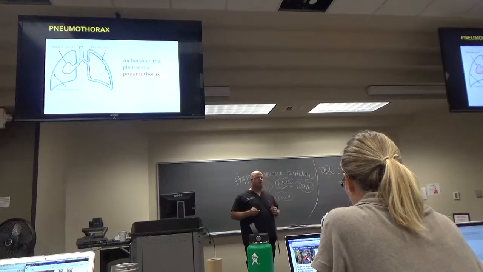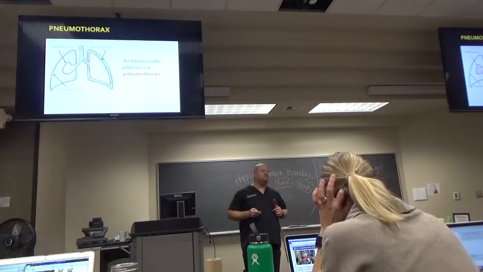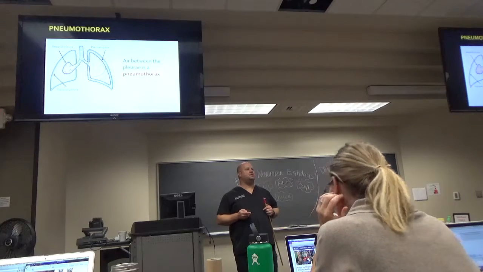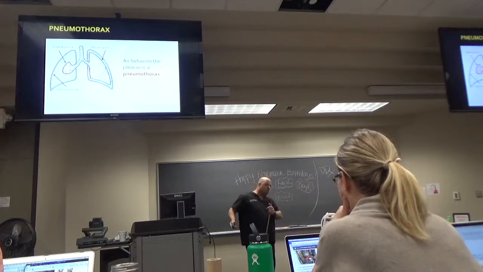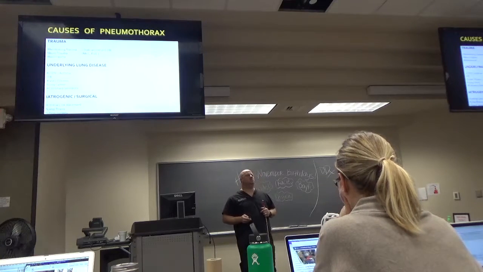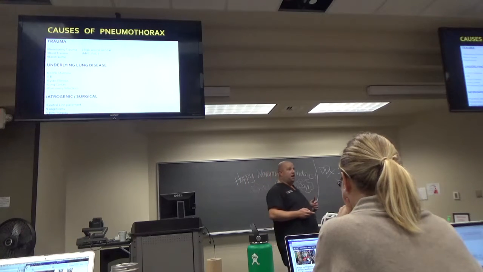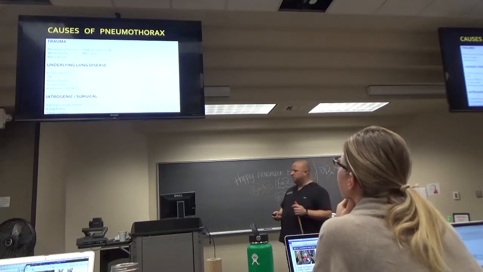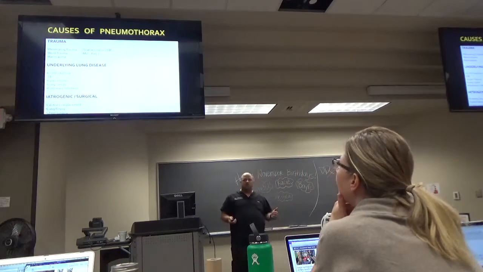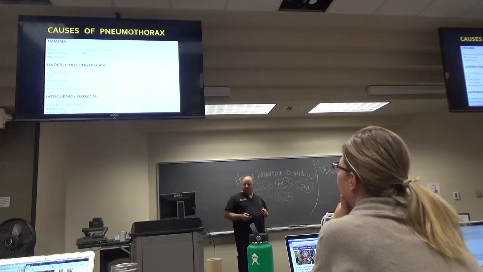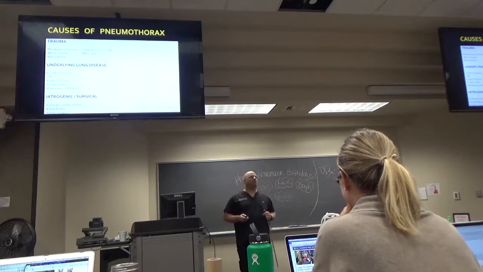Exactly. Okay. A little diagram to show what it looks like when the air is in the space, called a pneumothorax, okay? Pneumothorax is air, hemothorax is blood. You can have a hemopneumothorax, blood and air in the chest, okay? Causes of pneumothorax in trauma, obviously penetrating trauma, which we talked about the other day, could be gunshot wounds, stab wounds, impalement, okay? Barotrauma is something else, scuba divers, okay? Blast injuries type stuff, okay?